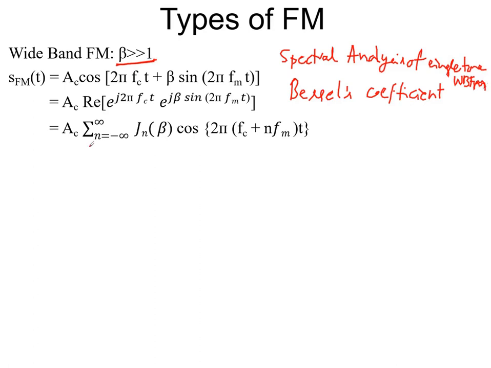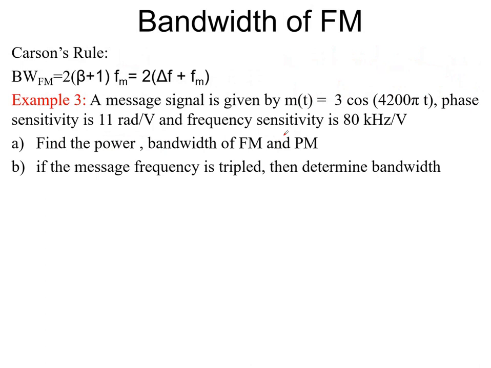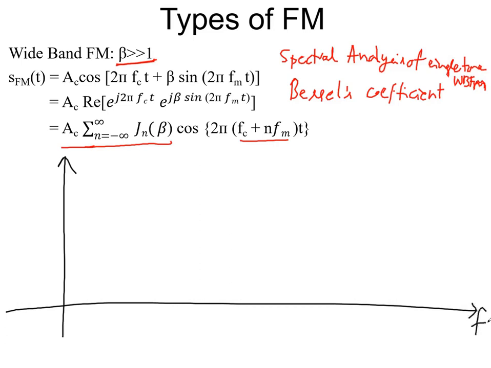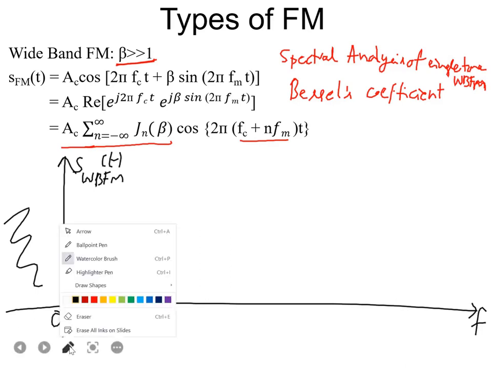Here if you observe, Jn(beta) is a Bessel coefficient, n lying from minus infinity to plus infinity, and here if you observe the amplitude is Ac Jn(beta) at frequency Fc plus n Fm into t. Now if you want to look at its spectral representation, for ease of understanding I am giving it here, and you will have a similar spectrum on the negative side also. I am concentrating on the positive side. On the negative side you will have a similar spectrum, which I need not draw for you. Then this one, wideband FM, I will be representing. We will have so many amplitudes here. That's why please be very careful.